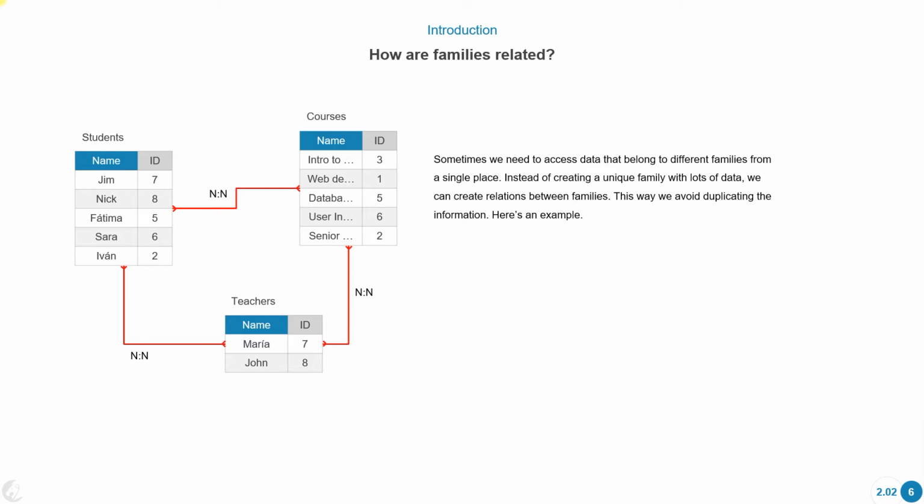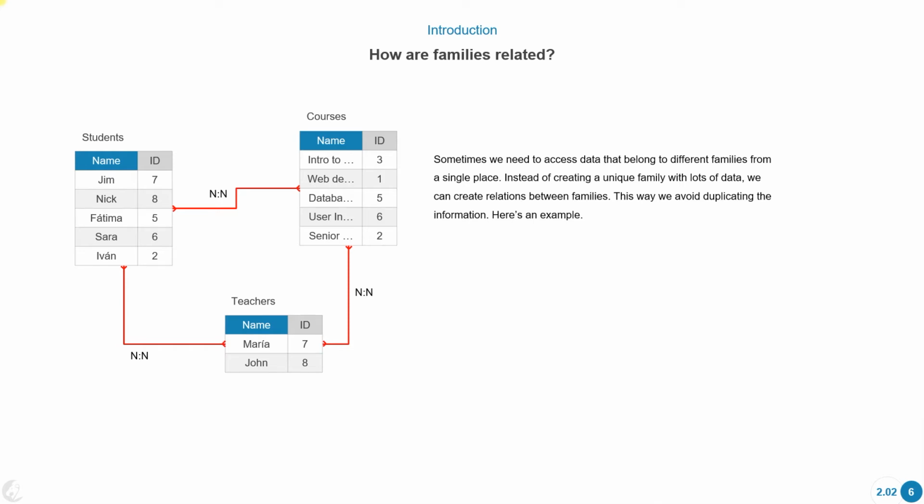Sometimes we need to access data that belong to different families from a single place. Instead of creating a unique family with lots of data, we can create relations between families. This way, we will avoid duplicating information. Here's an example.